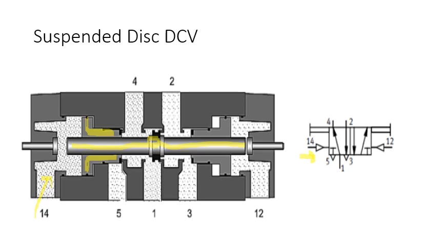Right, then if we supply the air from the number 12 on the right side, the suspended disc will be pushed towards the left side. So 4 to 5 is connected and 1 to 2 is connected, and the number 3 port is going to be closed. See, this will be closed like this.